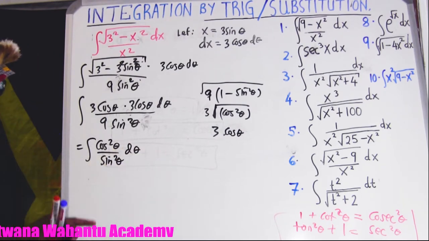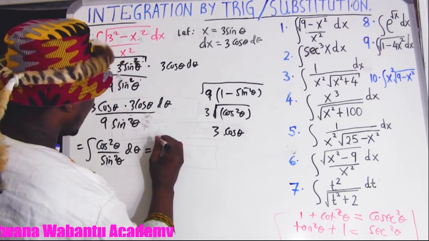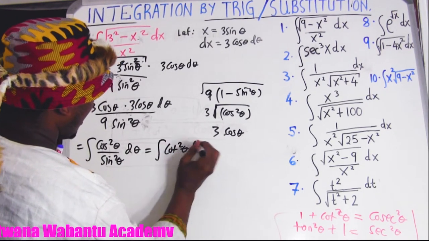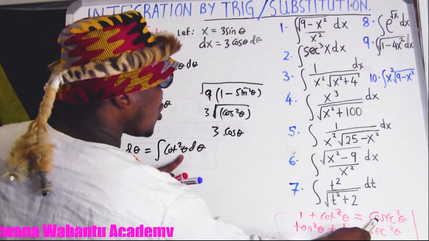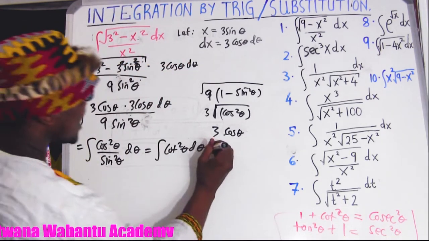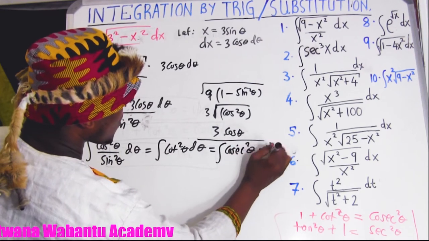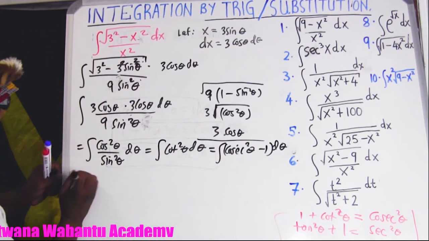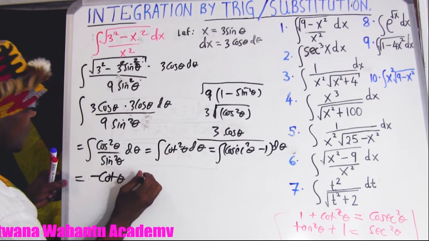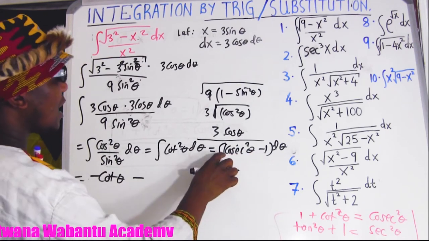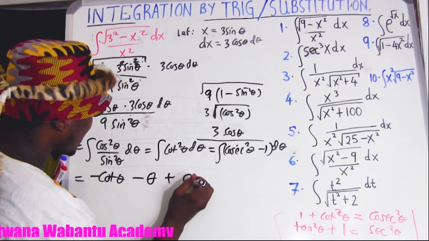So the question is almost finished. Cos over sine squared equals cot squared, so the integral of cot squared d theta. Now we know cot squared equals cosec squared minus 1 from the identity. So this is the integral of cosec squared minus 1 d theta. Now I can separate: the integral of cosec squared d theta equals negative cot, minus the integral of d theta, which equals theta, plus a constant.